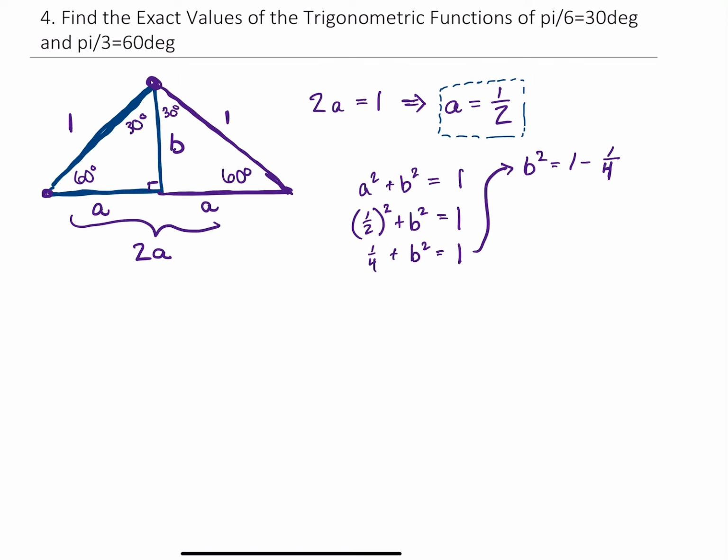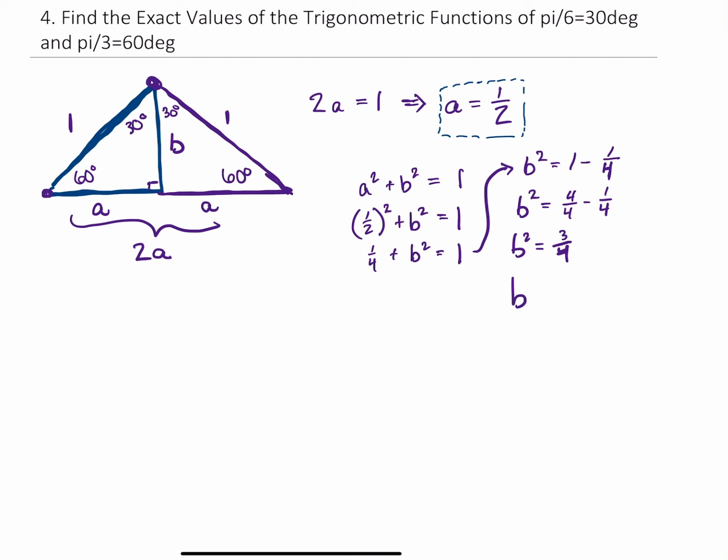Now we're subtracting two fractions. Let's get a common denominator. That 1 we can view as 4 over 4 minus 1 over 4. So we're saying b squared would be 3 over 4, or 1 minus 1 over 4. Subtracting two fractions, keep the denominator the same once we've found a common denominator, and then we can subtract the numerators. And then we'll take the square root of both sides.